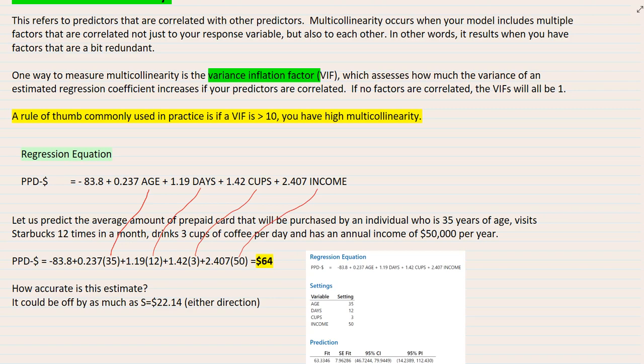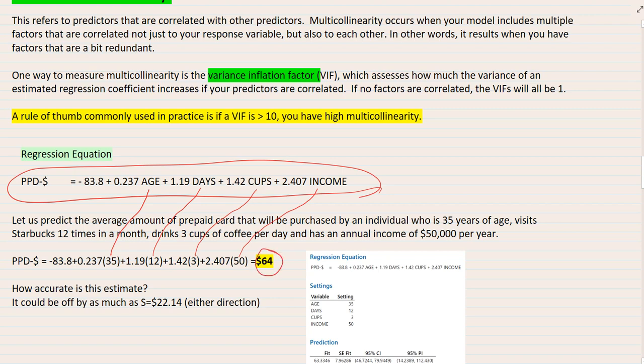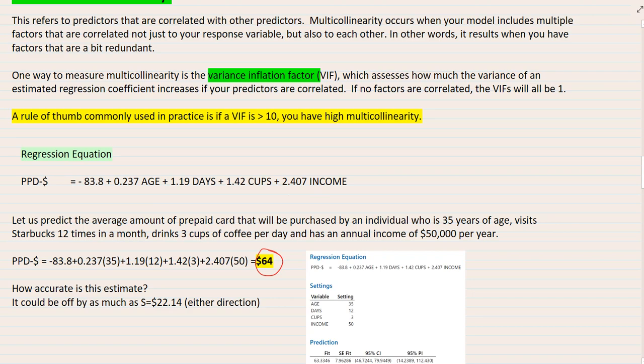Okay, and there you have it. The person's income is $50,000. So I just plug those numbers into our regression model, which is this model, and I got the expected value of $64. So we expect that individual with these traits to spend about $64 at Starbucks purchasing a prepaid card.